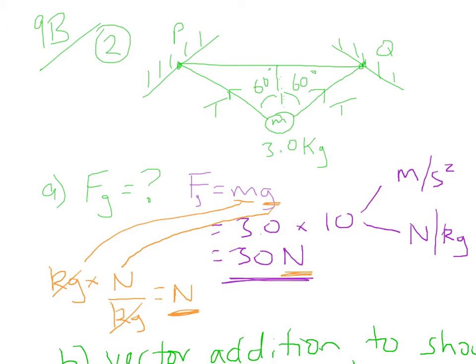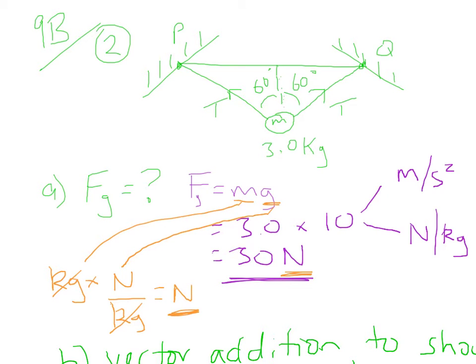This is a Burchill, your Green Book 9B question number 2. We've got a mass hanging by 2 strings, and it's 60 degrees angle of each of those strings from the vertical. Tension force in each, that's the capital T, and the 3 kgs for the mass.